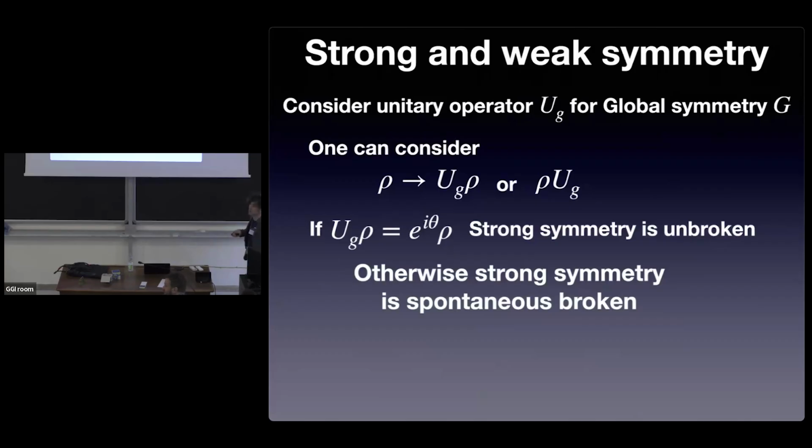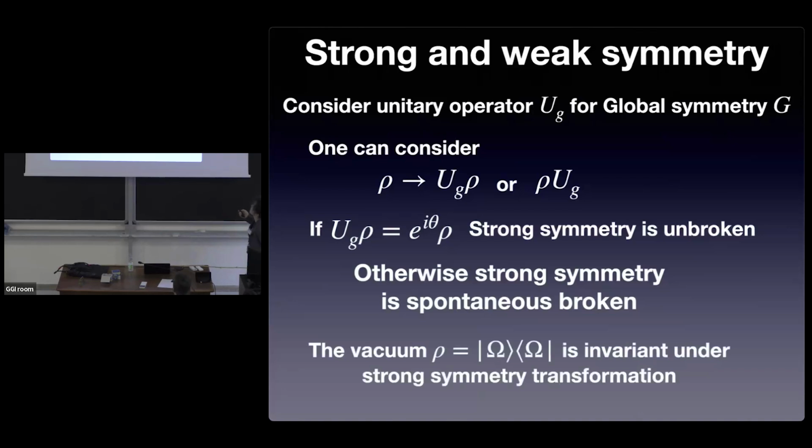Example. I will show you an example of hydrodynamics. The vacuum state is obviously invariant under any global transformation. So the vacuum state is invariant under the strong symmetry.